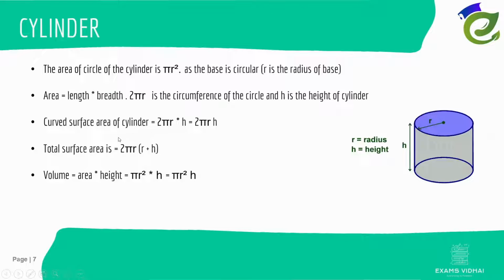As I said, total surface area is the curved surface area plus the area of the two bases. We know that the area of each base is pi r square, so the area of two bases is 2 pi r square, plus the CSA, curved surface area, which is 2 pi r h. By taking 2 pi r common, we get 2 pi r of (r plus h). This is the total surface area.